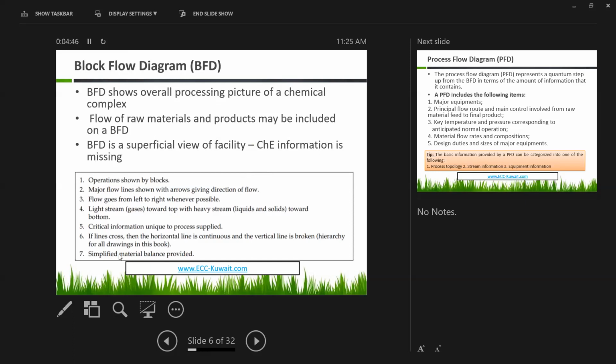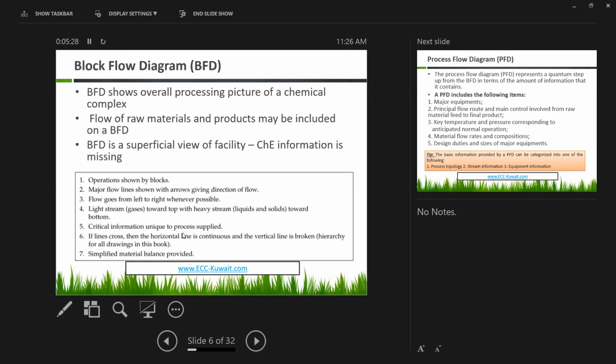وبرضه حكينا إنه there are 7 things that should be provided in the block flow diagram: operation, major flow lines as arrows. We show them with arrows giving the direction of flow. The flow goes from left to right. You have to make your diagram from left to right. Light stream, the gases towards top, and the heavy stream, liquid and solid, towards bottom. So هون احنا we have to draw the block flow diagram considering the light and heavy streams.